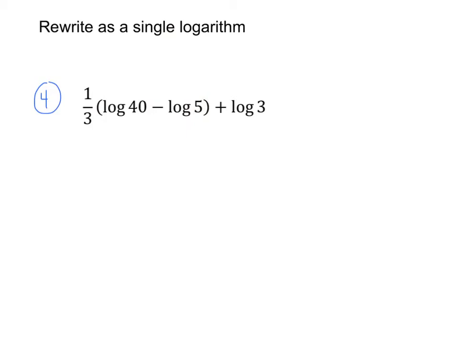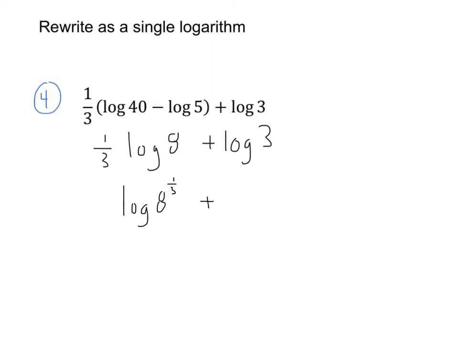All right, now that you've done it, let's check. So if I subtract these logs, log base 10 of 40 minus log base 10 of 5, that's equal to log base 10 of 8. So I have 1/3 times log base 10 of 8 plus log base 10 of 3. Right, and now let's use this 1/3 as an exponent. So this would be log base 10 of 8 to the 1/3 power plus log base 10 of 3.